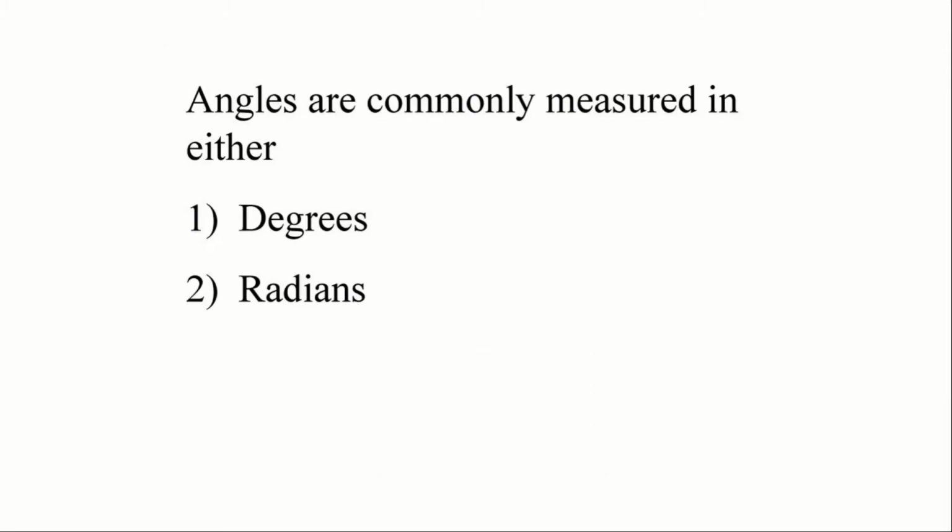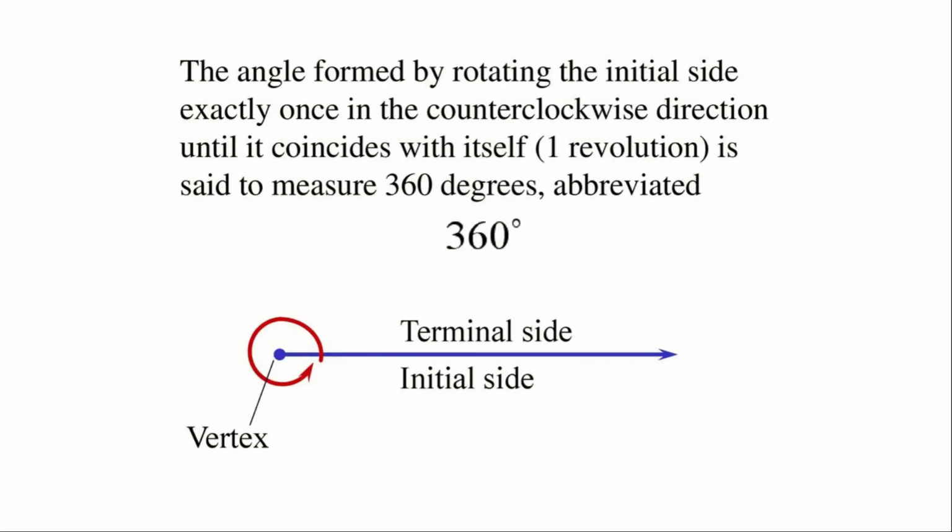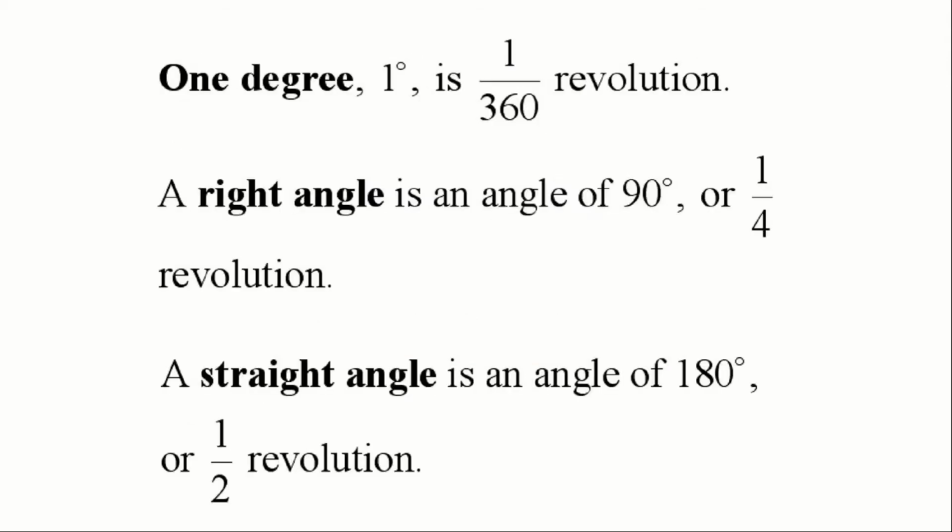Angles are commonly measured in two units. One is degrees and the other is radians. The angle formed by rotating the initial side exactly once in the counterclockwise direction until it coincides with itself is 1 revolution. The complete rotation is measured as 360 degree. One degree is also equal to 1 by 360 of a revolution.